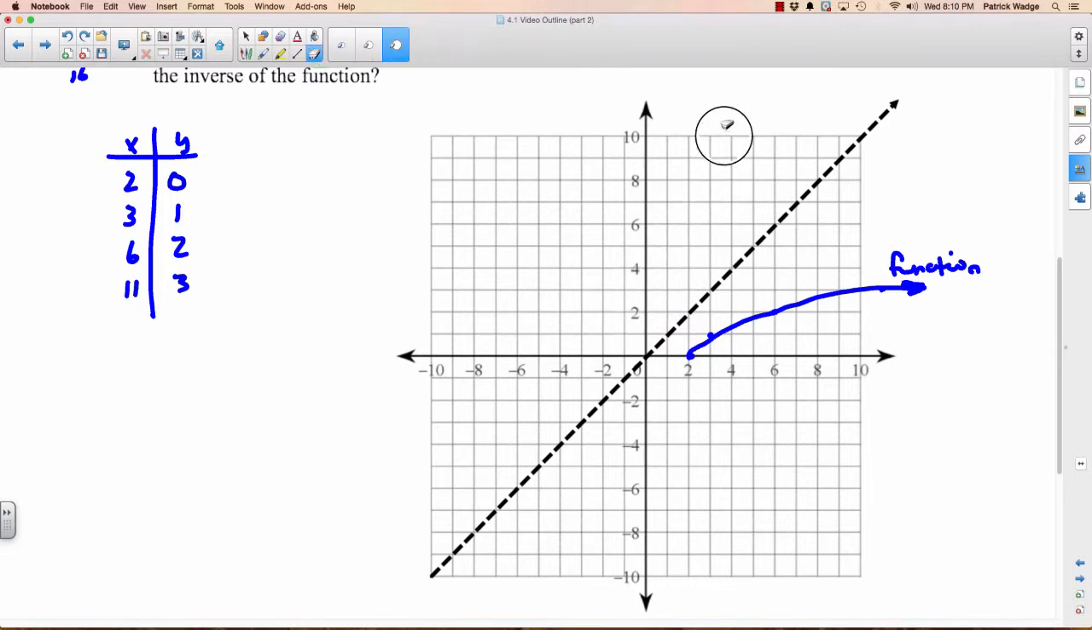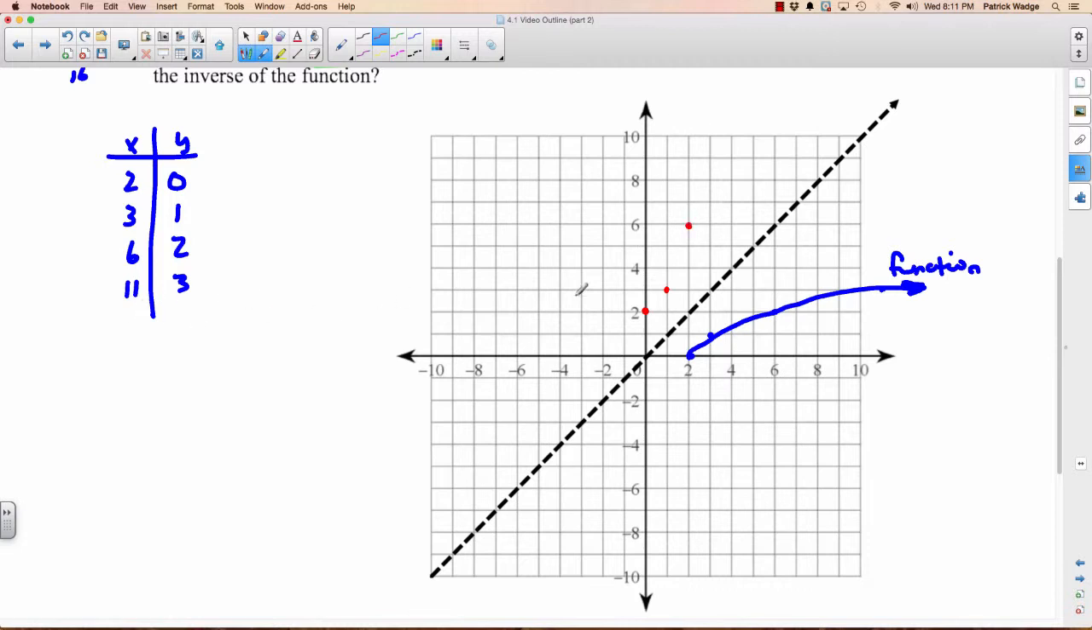The other way you could do it, which I think is probably a better idea, at least for me, is to take all these points. Since we graphed 2, 0, what's one of the points going to be in the inverse? 0, 2. So right there. We graphed 3, 1, in the inverse it's going to be 1, 3. We graphed 6, 2, in the inverse it's going to be 2, 6.